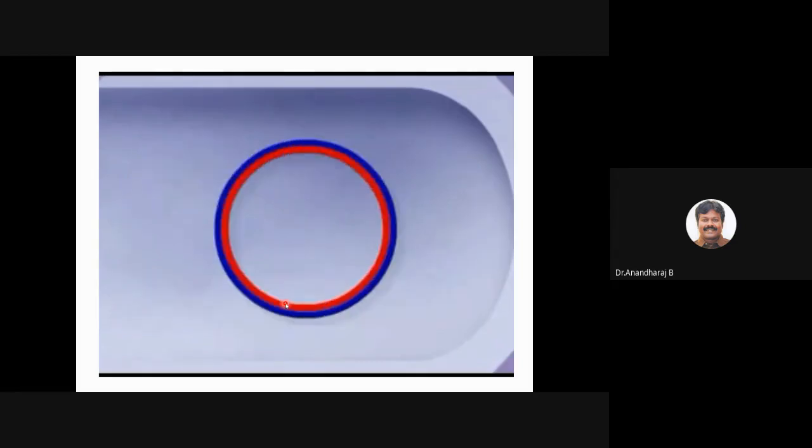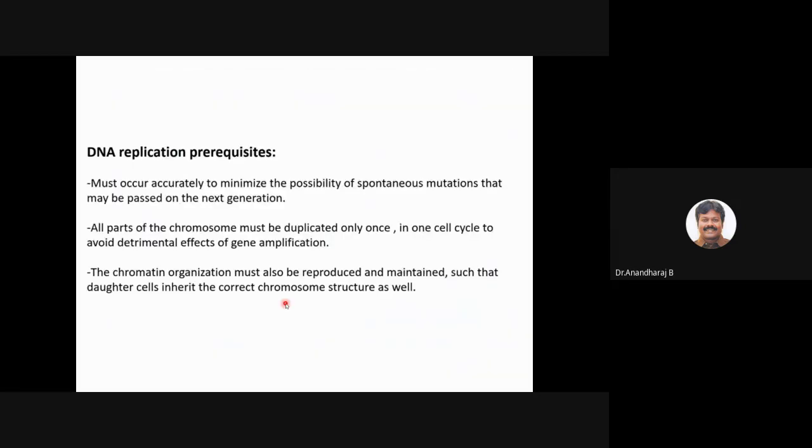Okay, so if you look at this, what are the prerequisites for DNA replication? DNA replication must occur accurately, isn't it? Because the DNA will be transferred from one generation to another generation. So without any mutations, without any error, the DNA should be copied perfectly. Because if any error occurs during replication, it will affect the subsequent generations. So that accuracy is very, very important.